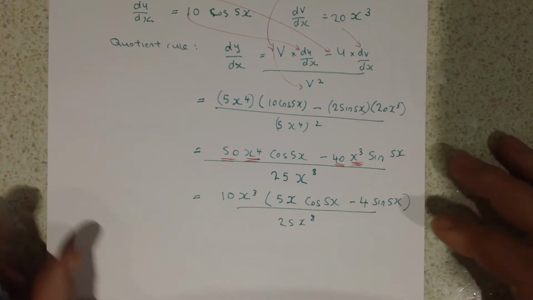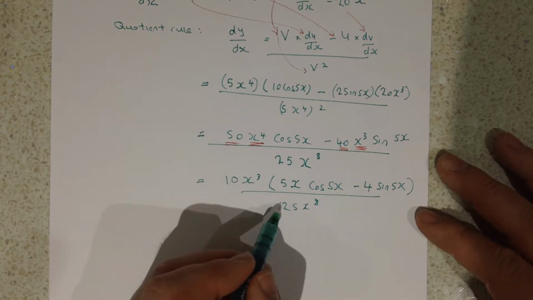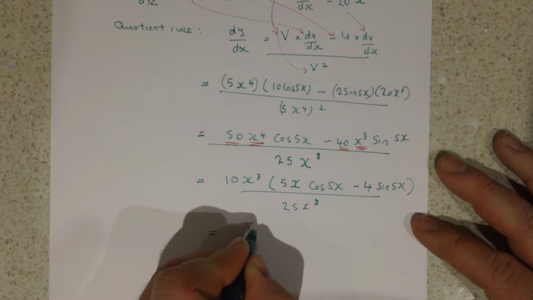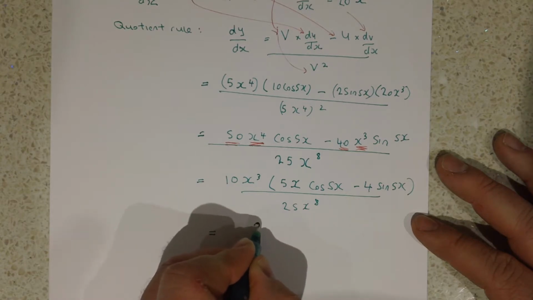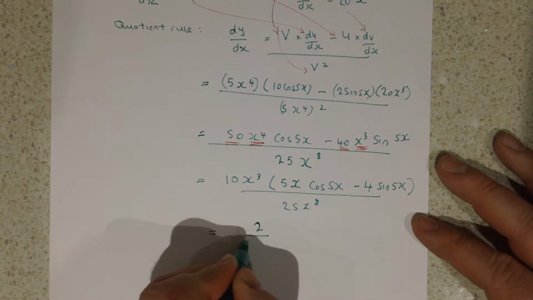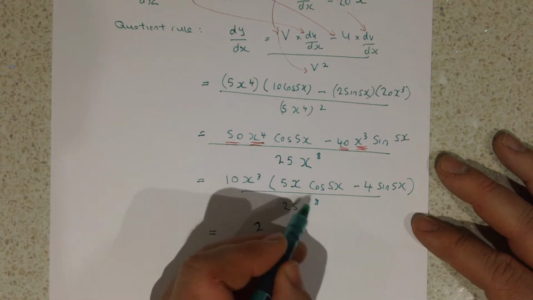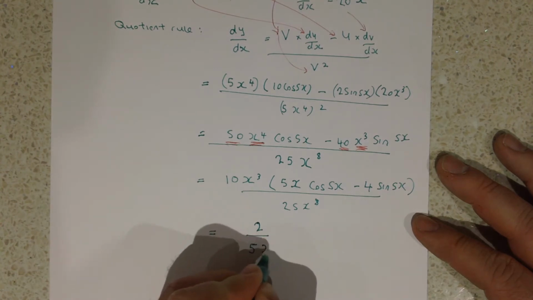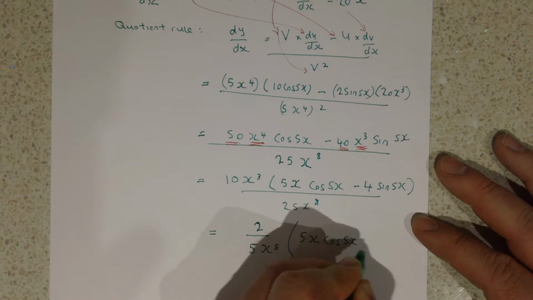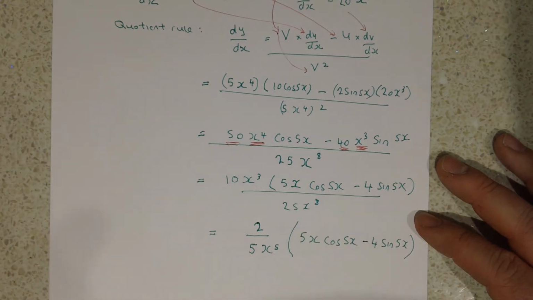So that's fairly close to a final solution. We could divide the top and the bottom by 5 here, and we could also divide it by x cubed. So we could simplify a little bit further. 2 5s are 10, 1 x cubed. So 2 over, there's 5 5s in 25, so 5. We're cancelling out the x cubed, but we still have x to the power 5 on the bottom line. That's all upon 5x cosine 5x minus 4 sine 5x. And that is our final solution.